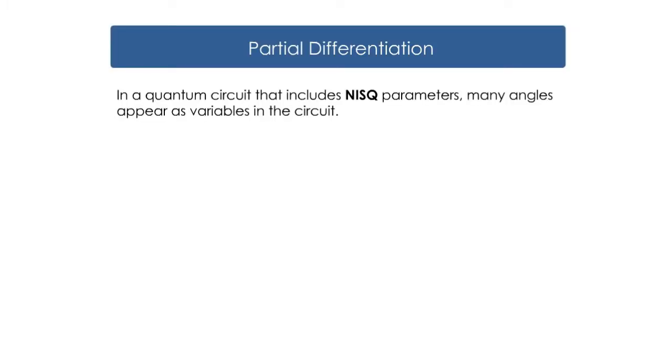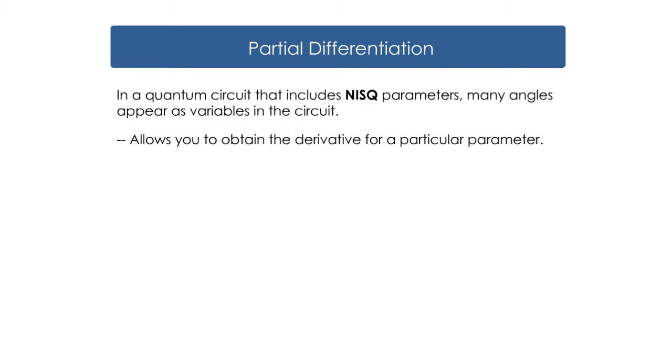Next, let us see on partial differentiation. In a quantum circuit that includes NISQ parameters, many angles appear as variables in the circuit. Partial differentiation allows you to obtain the derivative for a particular parameter as shown below.